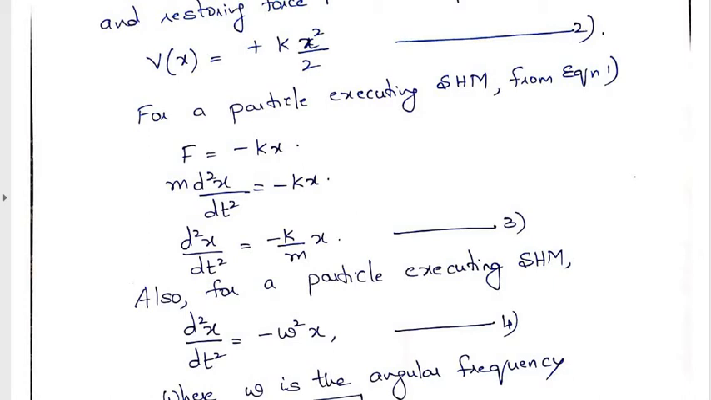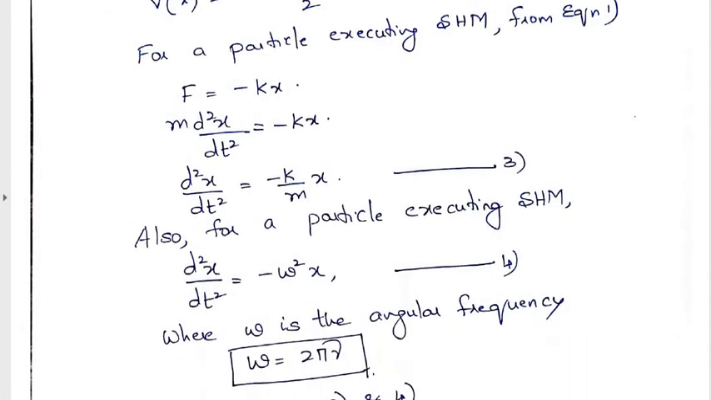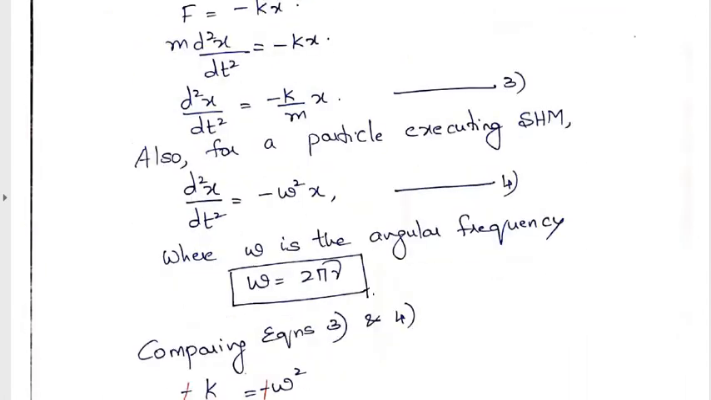By definition, for a particle executing simple harmonic motion, its acceleration is minus omega square x. So we have d square x by dt square, the acceleration, equal to minus omega square x, where omega is known as the angular frequency and omega is equal to 2 pi nu.